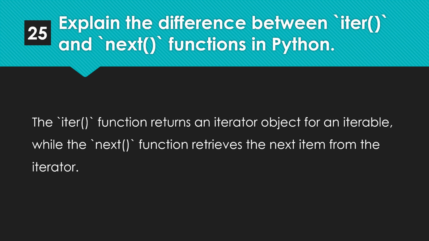Explain the difference between iter and next functions in Python. The iter function returns an iterator object for an iterable, while the next function retrieves the next item from the iterator.